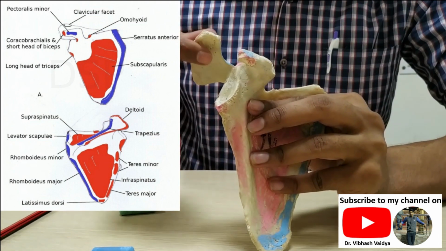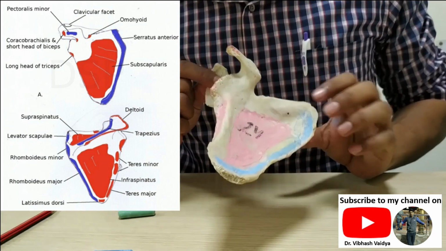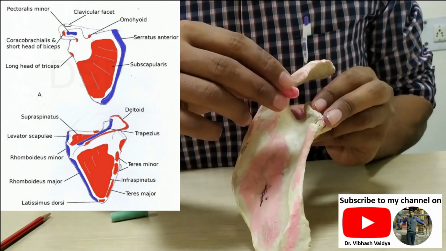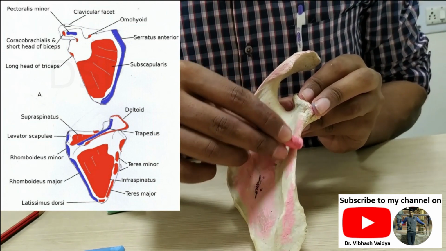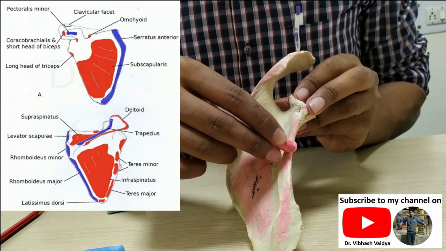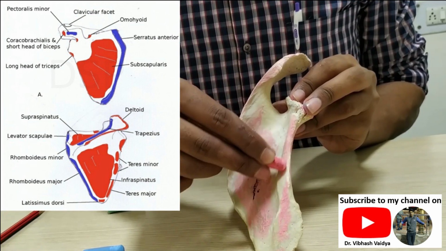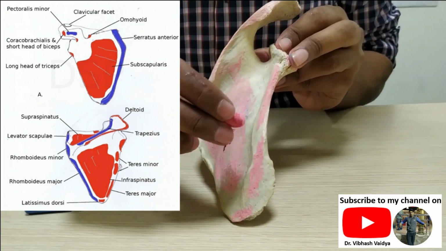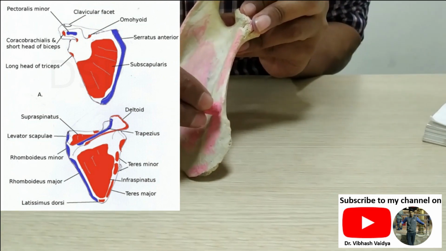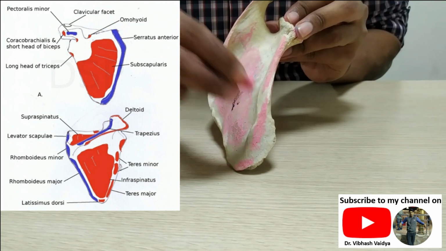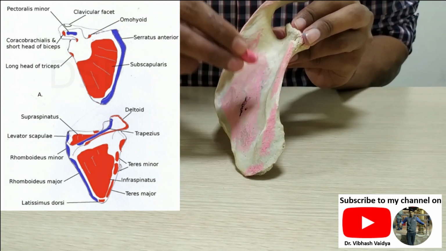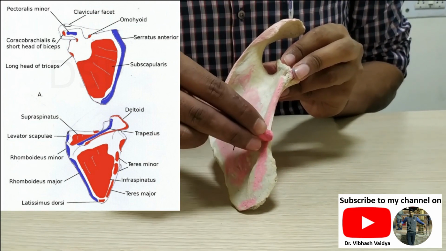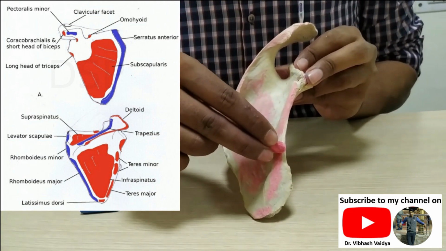Then teres minor arises from two slips. Teres minor arises via two slips from the upper third of the rough strip on the dorsal surface along the lateral border. From here, we have the origin of the teres minor muscle. And teres major muscle arises from the lower 1/3 of the dorsal surface of the lateral border. So at the upper 2/3 of the dorsal surface of the lateral border, we have the origin of the teres minor, and at the lower 1/3 of the dorsal surface of the lateral border, we have the origin of the teres major.